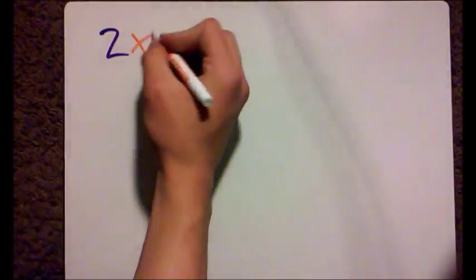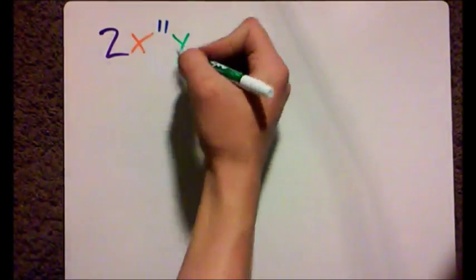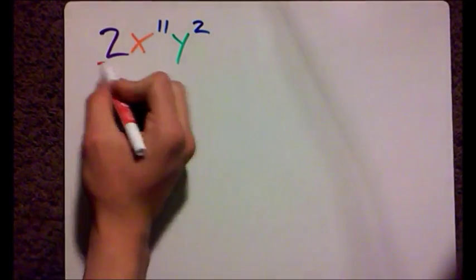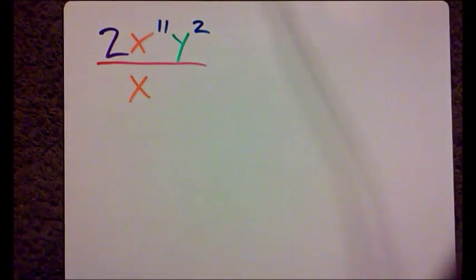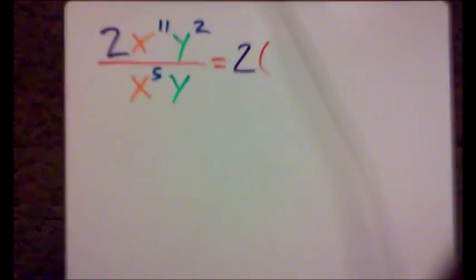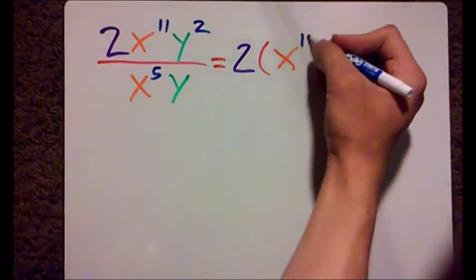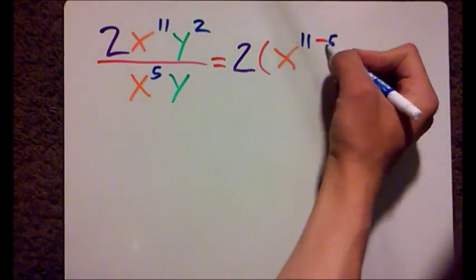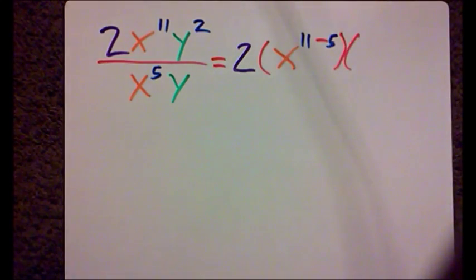Here's an example that demonstrates this rule when the exponent in the numerator is larger than the exponent in the denominator. 2x to the power of 11 multiplied by y to the power of 2, all divided by x to the power of 5 multiplied by y. We divide the coefficients first. In the denominator, there's actually a 1 in front of the x to the power of 5 multiplied by y. So 2 divided by 1 is 2.